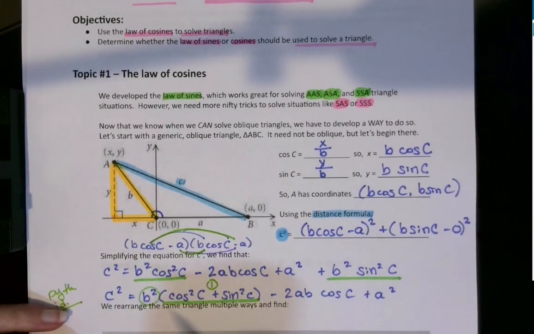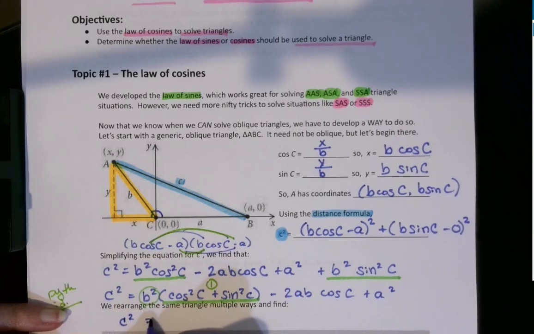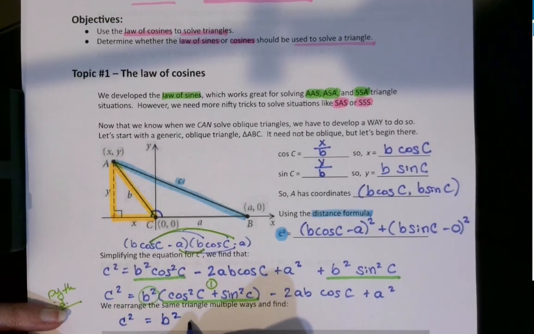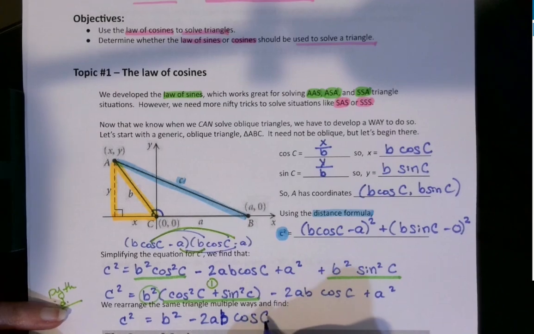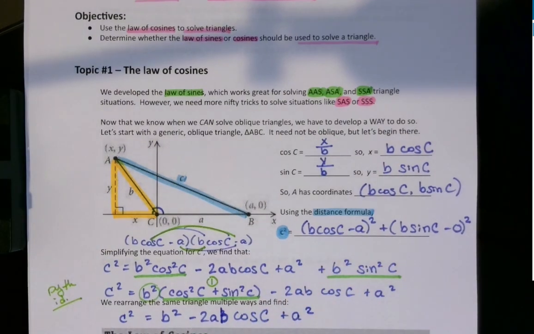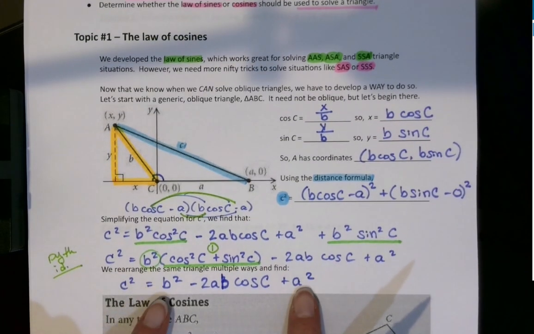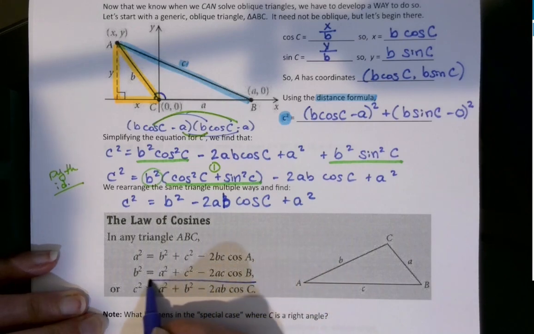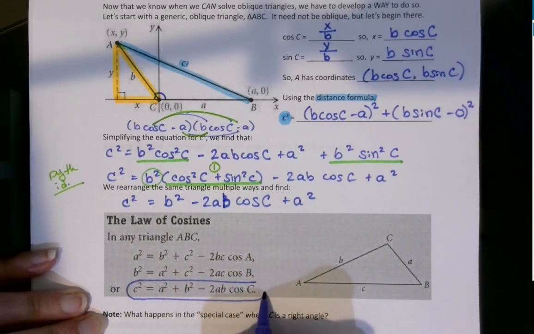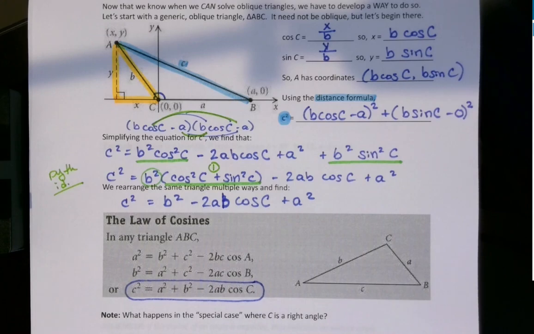And so we end up with c squared equals b squared minus 2ab cosine c plus a squared. A little bit more rearranging on that to move the a squared and the b squared both to the front gives this bottom line down here. C squared is equal to a squared plus b squared minus 2ab cosine c. That's where this comes from.